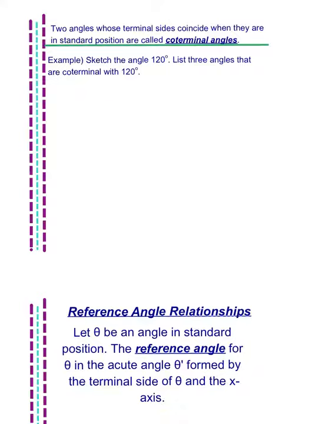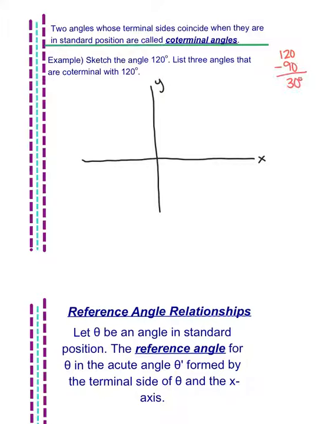So what we want to do is sketch the angle 120 degrees. I want to make this kind of big. So 120 degrees is going to be larger than 90, but not quite to 180. If I take 120 minus 90, it's going to go 30 degrees beyond 90. So it's landing about right up here. So that would be 120 degrees.